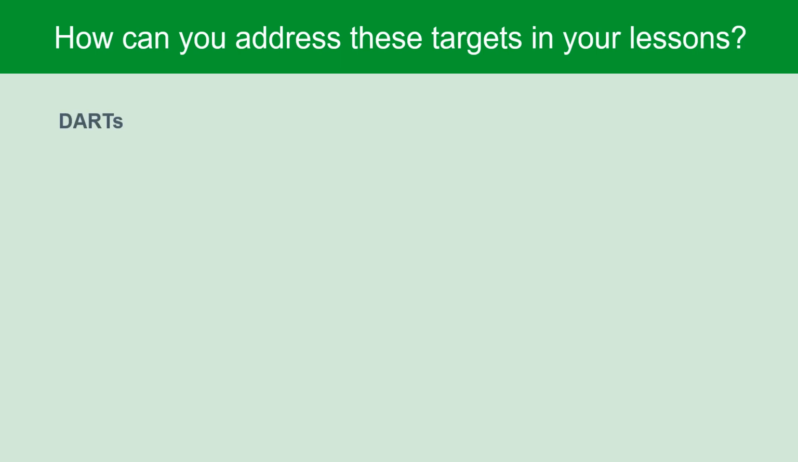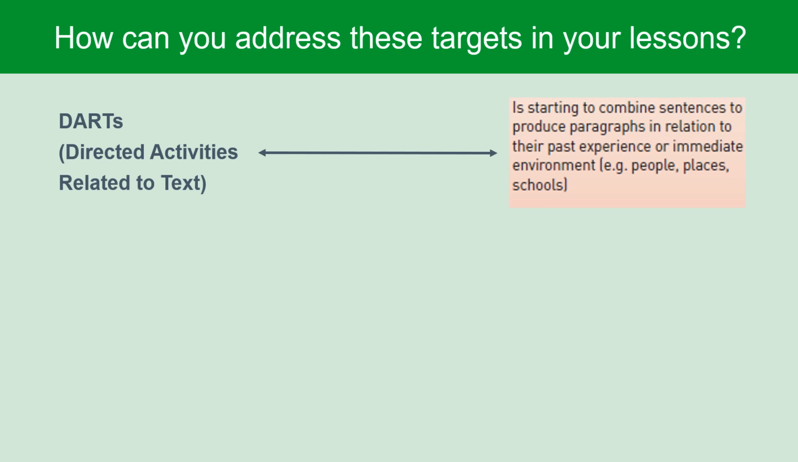Here are some ideas. First, let's look at how we could support the target B8 to do with combining sentences to produce paragraphs. Individual paragraphs need a number of sentences linked with connectives, conjunctions, and cohesive devices. For example, but, however, later, after that, and other. The descriptor also speaks of not just a paragraph, but paragraphs, meaning that the learner is also going to need to know how to connect paragraphs in addition to connecting sentences. So the learner is going to need to be able to use a number of connectives and other connecting devices.